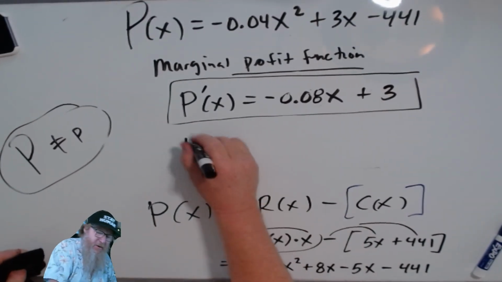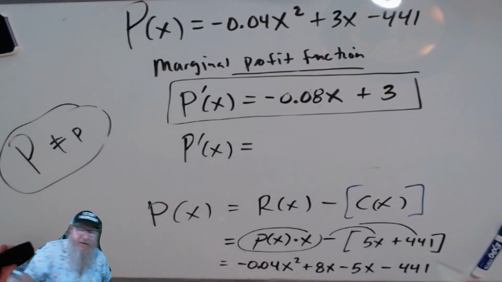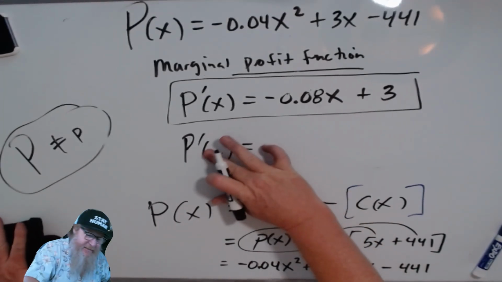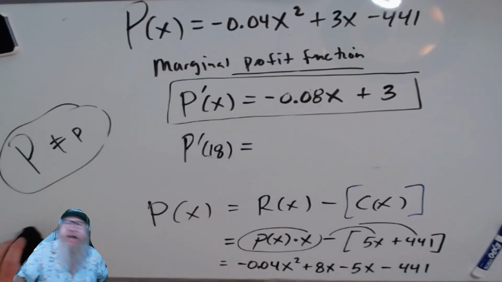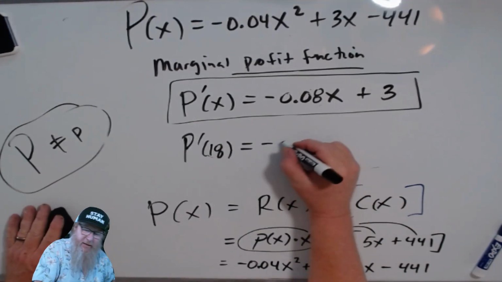And then if we want to know the marginal profit when 18 gallons of ice cream are sold, just plug in 18.